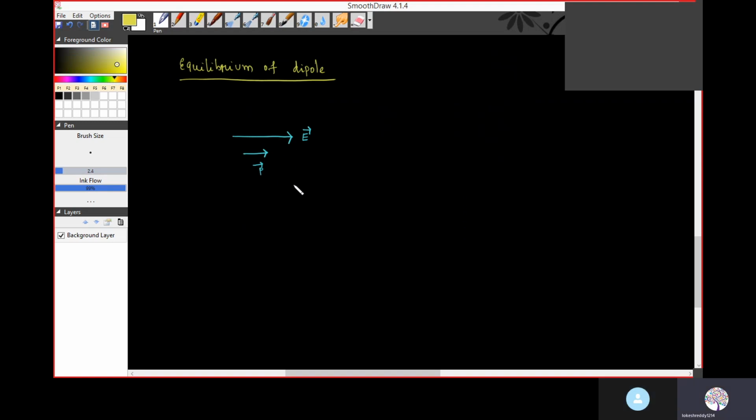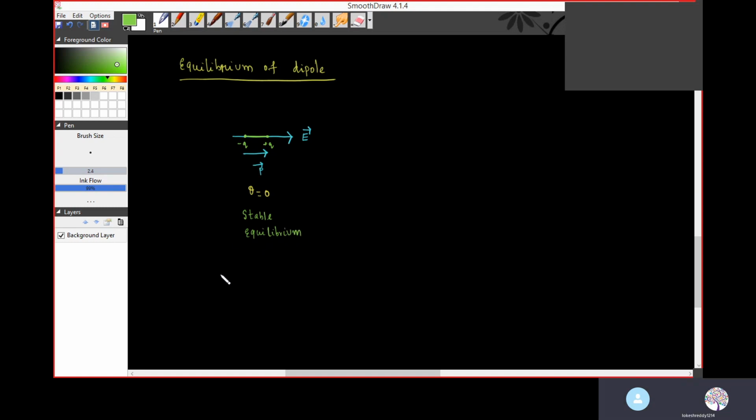Now, here theta is equal to 0. What does theta equal to 0 mean for me? Theta is equal to 0 means, because P and E are both vectors, the angle between them is 0. That means actually it is like this. This is minus Q, this is plus Q, that is a dipole. Theta is equal to 0, then we say that is in stable equilibrium.